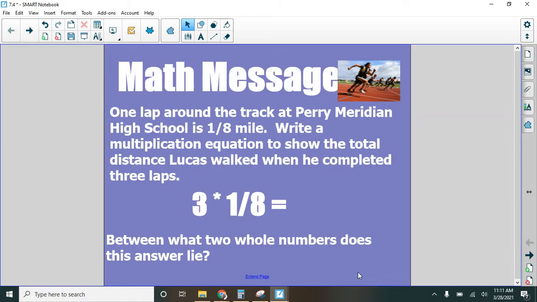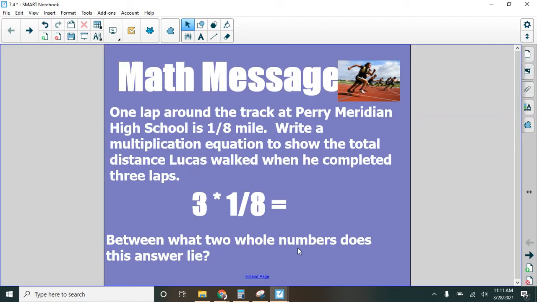But our math message today, this is lesson 7.4. We're continuing to work with our idea about how we multiply fractions times a whole number. So take a look at this and let me give you a chance to answer it on your own first. All right, and I'd also like you to tell me how you got your answer.